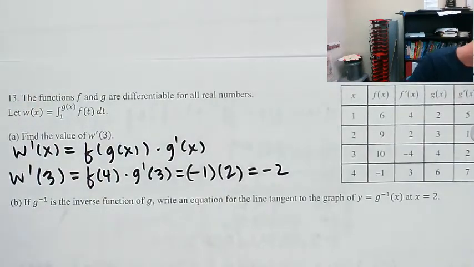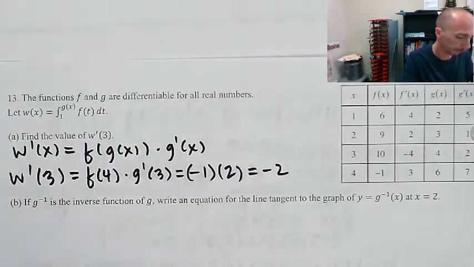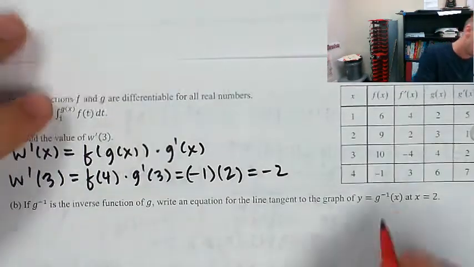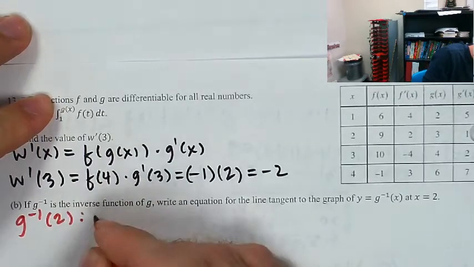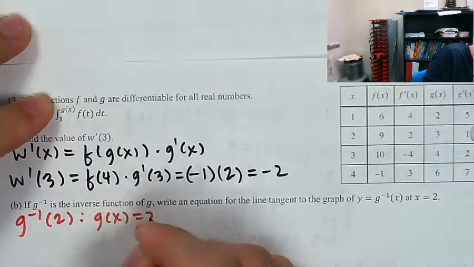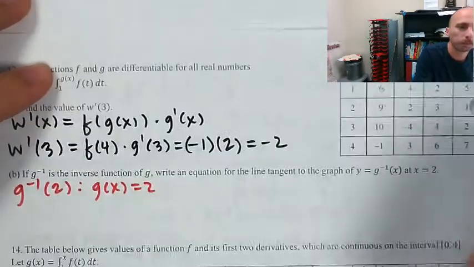If g inverse is the inverse function of g, write an equation for the line tangent to the graph of y equals g inverse at x equals 2. Oh man, it's been a while, right? May have forgotten about this. Okay, g inverse of 2 we find by setting g of x equals 2. We're going to find that. Here it is. That's where x is equal to 1.